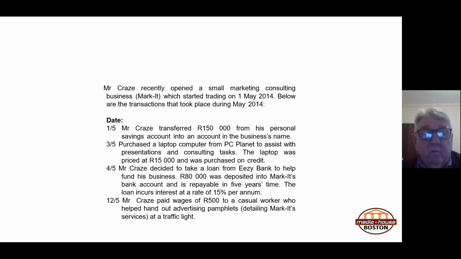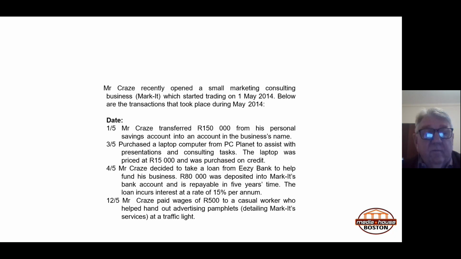We bought a computer, so we acquired an asset. So we know we're going to increase our assets. Have we paid for it? No, we haven't paid for it. So we're going to owe the money. So if we owe money, it's a liability. Okay. So our liabilities will also increase. So our assets will increase and our liabilities will increase.